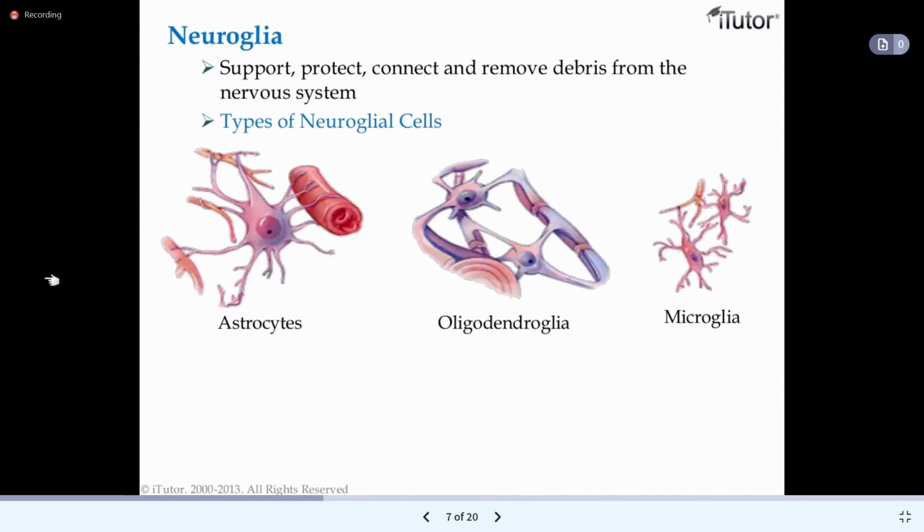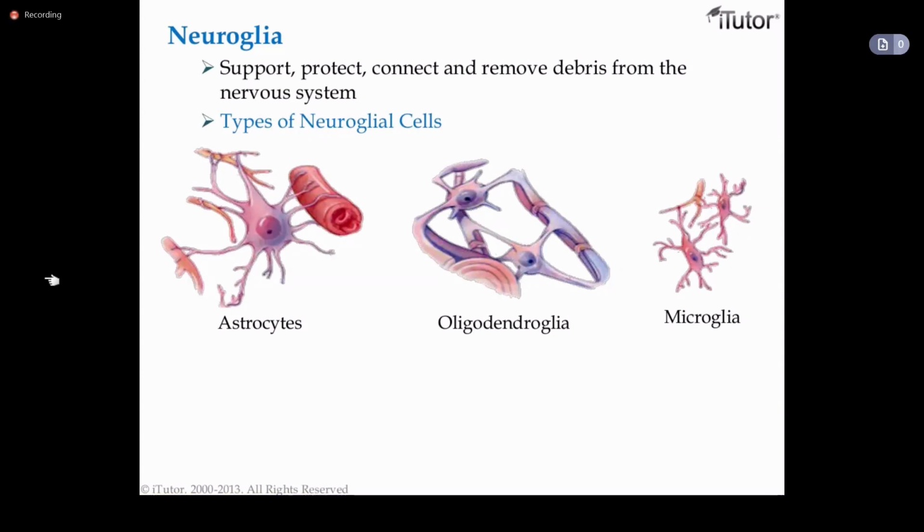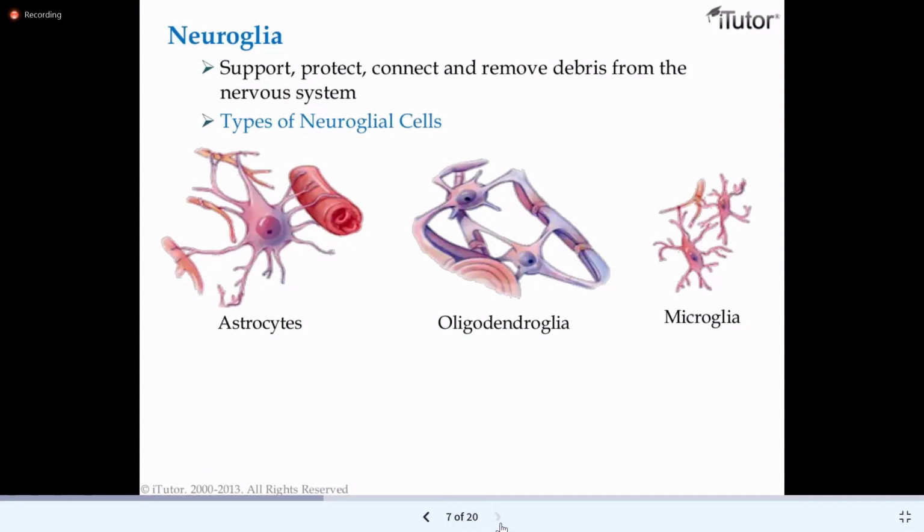Next, neuroglia. The neuroglia supports, protects, connects, and removes debris from the nervous system. We will identify three types of neuroglia cells: astrocytes, oligodendroglia, and microglia. These are all neuroglia. They give support, protect, connect, and remove debris from the nervous system. These are the major functionalities of the neuroglia.